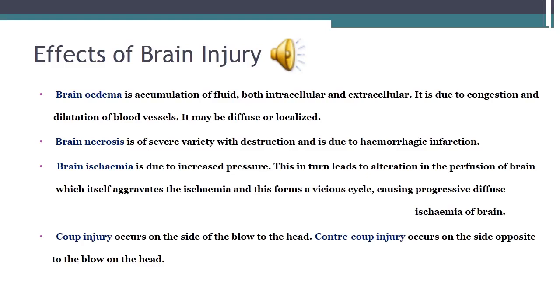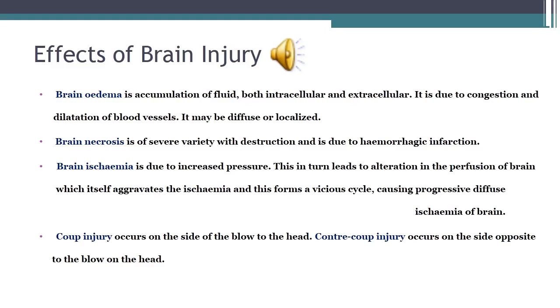Another effect is brain ischemia, which is due to increased intracranial pressure. This increase in turn leads to alteration of perfusion of the brain, which itself aggravates the ischemia, and this forms a vicious cycle, causing progressive diffuse ischemia of the brain.